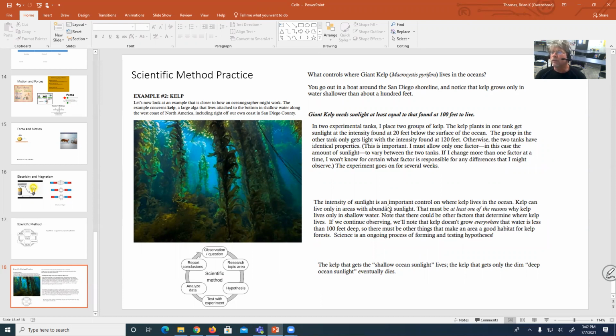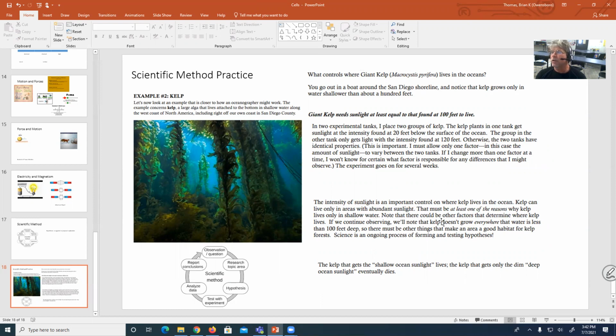So the intensity of the sunlight is an important control on where kelp lives. Kelp can live only in areas with abundant sunlight. That must be at least one of the reasons why kelp lives only in shallow water. Because again, the deeper the water, the less sunlight is going to be present.